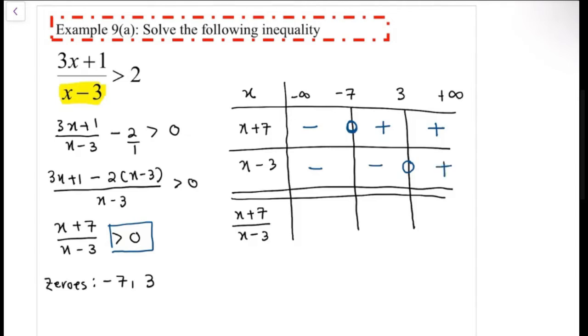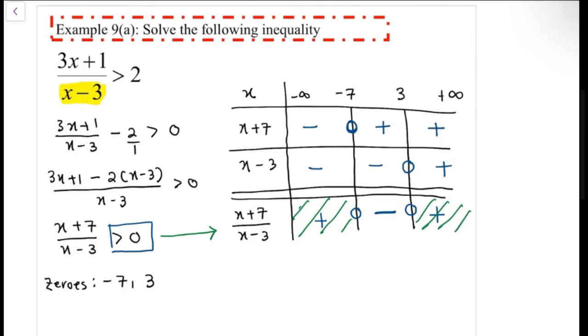Now, complete the sign by processing one by one. So first one, negative divided by negative, we get positive. Positive divided by negative, we get negative. Last one, positive divided by positive is positive. Okay, and then bring down our empty circle. So last part, in order to choose our answer, please refer to the sign in our question. Since it's greater than 0 means we have to choose the positive sign. Okay, with an empty circle.